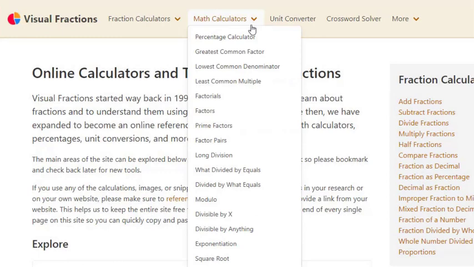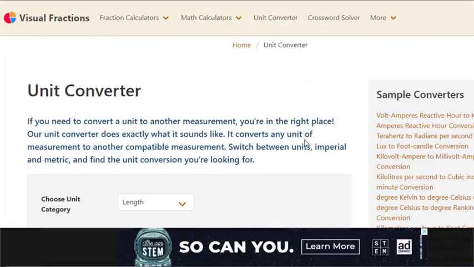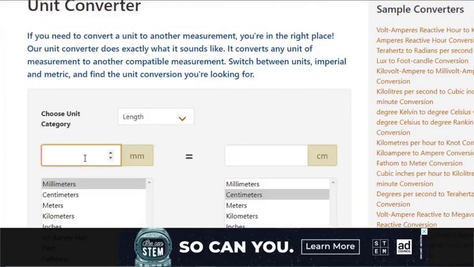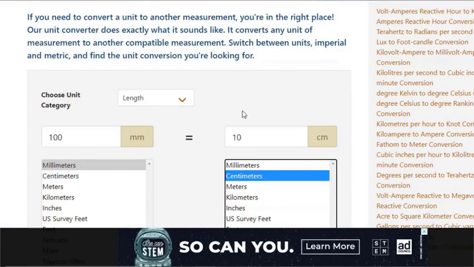Math calculators. If you need to learn about percentages, factors, long division, and more, our math calculators can help. Unit converter. Our interactive unit conversion tool lets you convert any type of unit into another at the click of a button. Students and teachers love to use this in the classroom.